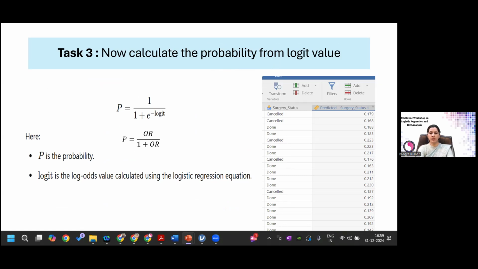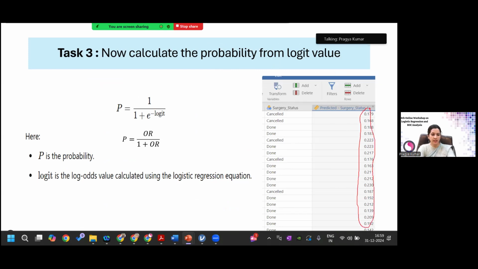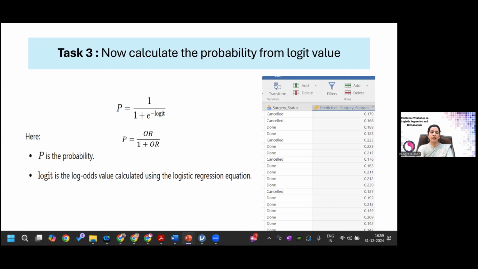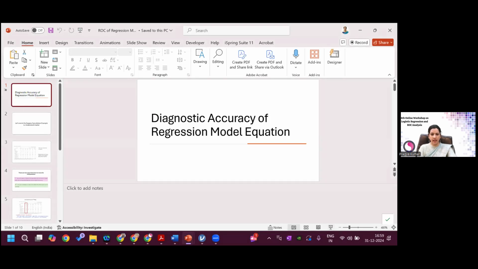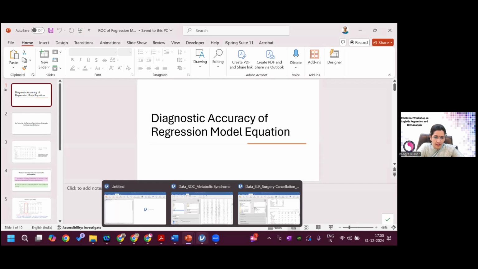And this probability, as we have seen in the jamovi, you see these probabilities only. So based on that, the software predicts the probability. So this is my model equation, and I may want to do the ROC analysis to see what is the sensitivity and specificity of my model. So I can give this equation, and then I can calculate which we have seen that day also on day 2.